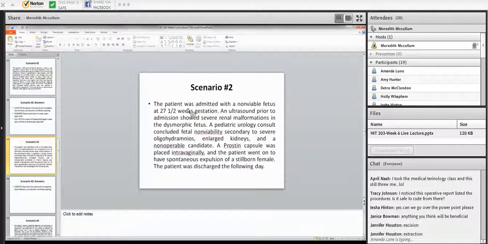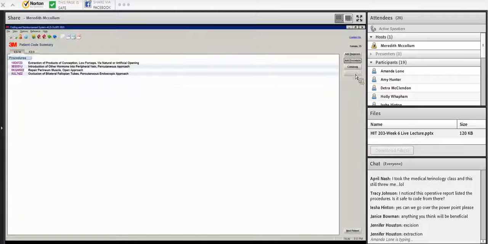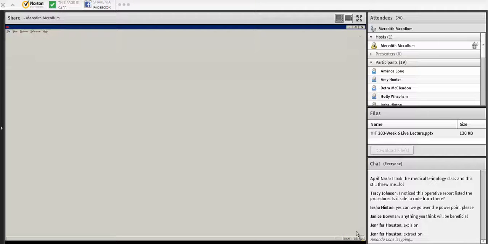Patient is admitted with a non-viable fetus. They do a prostaglandin capsule, which was placed intravaginally, and then they went on to have a spontaneous expulsion of a single-born female, and then the patient was discharged the following day. So in this case, I'll just do next patient.